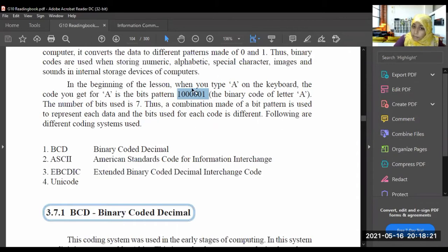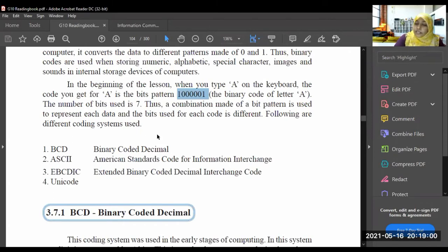Now, this binary code is unique to the letter A only. If you type the letter B, it has its own unique number pattern. Likewise, each and every number, character, picture, sound, image, and special character has its own unique binary code. Understood?